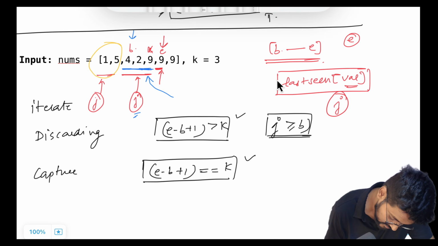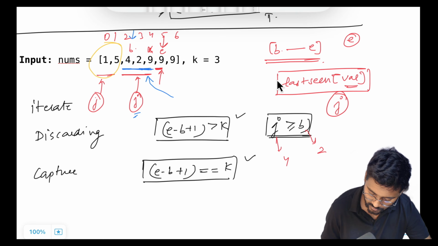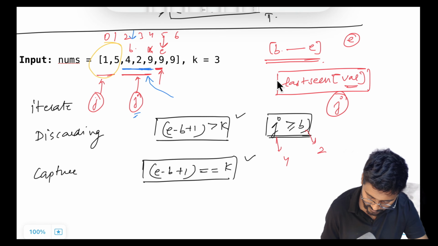So here, what is the last seen value? What are the indices first? 0, 1, 2, 3, 4, 5, 6. The last seen value is 4, and the beginning value, for this window, the 4 to 9 window, is 2. J is greater than or equal to 2. Yeah. So just discard one value. If we are discarding a value, the beginning value is getting incremented. Now it is still fulfilling. Just discard one more value. Beginning value will become equal to 4. This is again giving true.